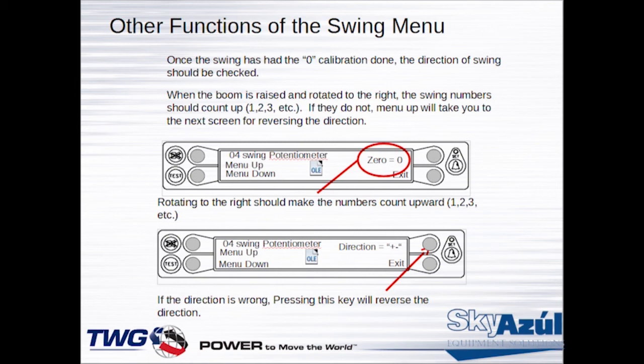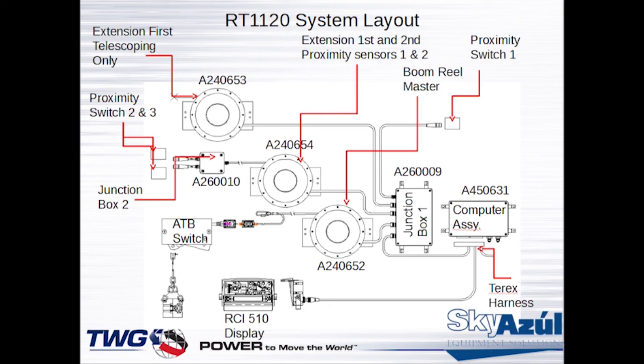Now, let me go over this with you just a little bit. The notorious RT1120. How many ever heard of an RT1120? Ever seen one? Okay. This is a special machine that Terex came up with that has this synchronous extension with a CAN bus system on the old 510 display. It uses 3 reels on it, has a whole bunch of sensors out here at the boom tip, and a CAN bus system that records all this.